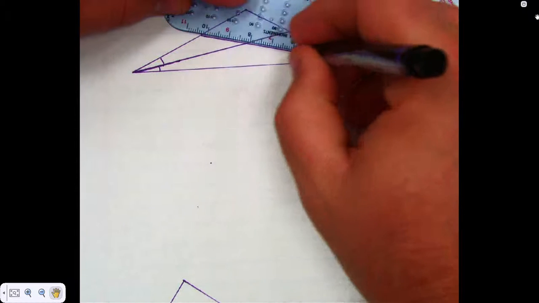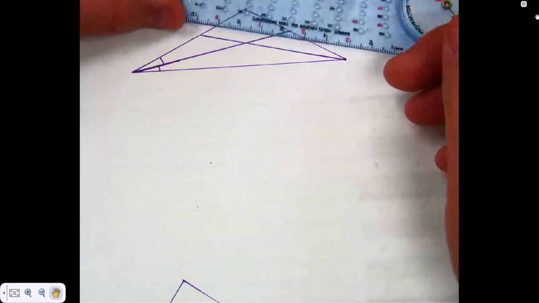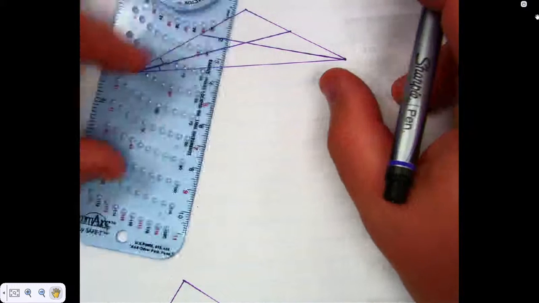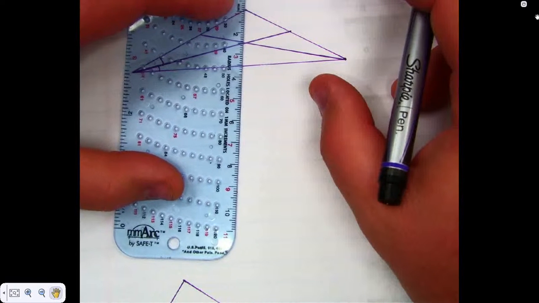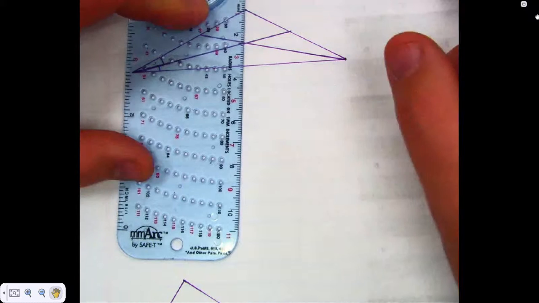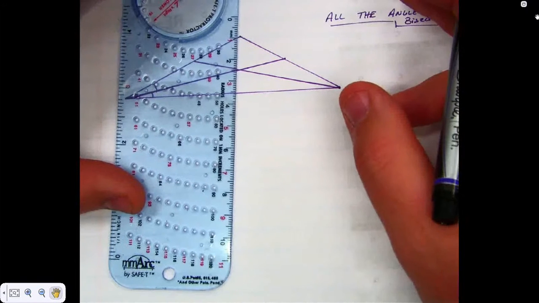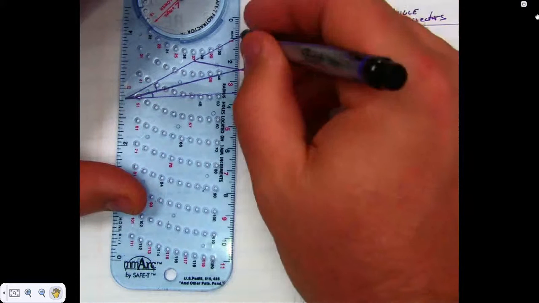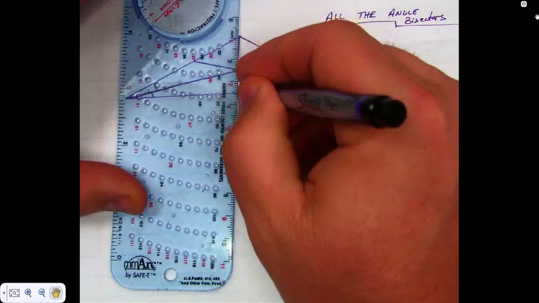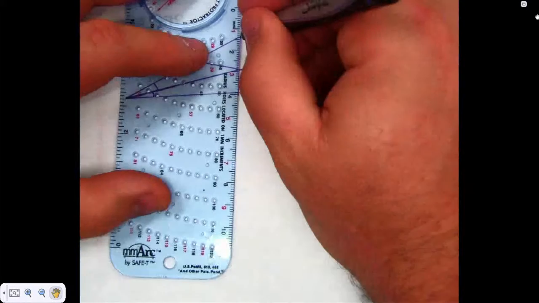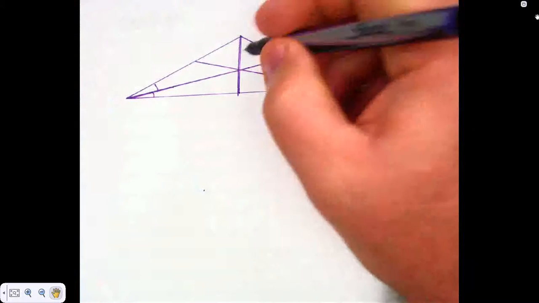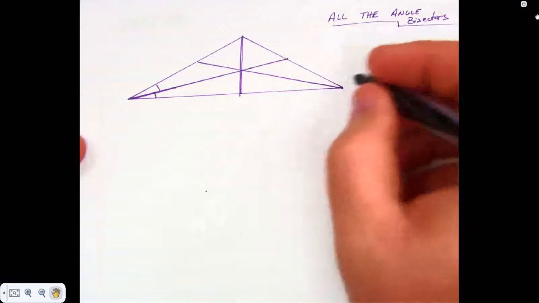Guys, it doesn't need to be perfect. I really can't see the other side. Yeah, I guess. Oh my, I can't get a straight line.